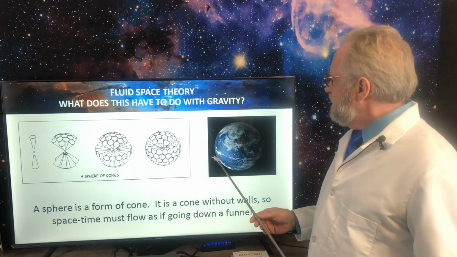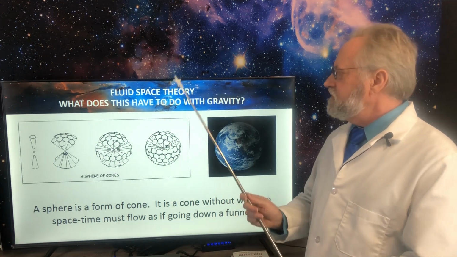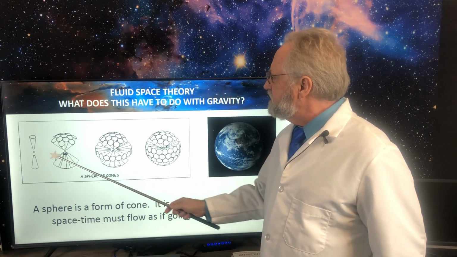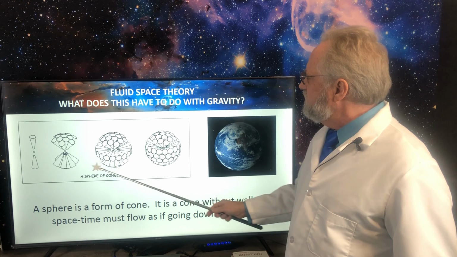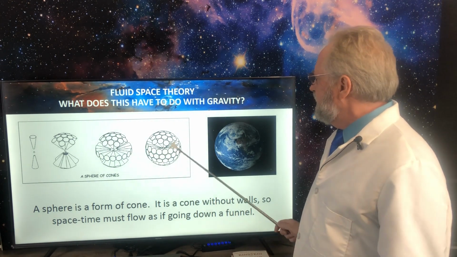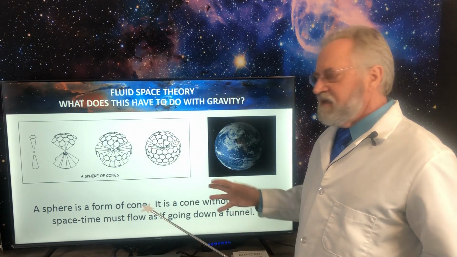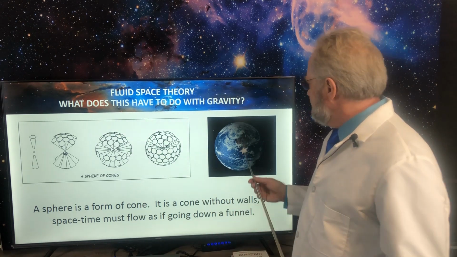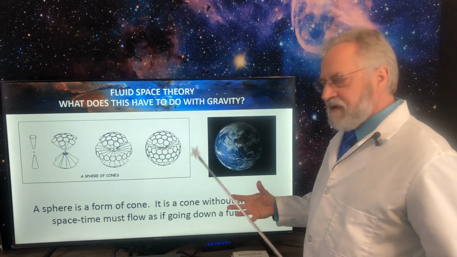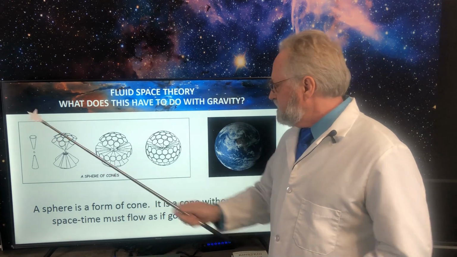Now there's one thing that most people don't think about, but a sphere is actually a form of a cone. If we start packing cones around a sphere, all pointed at the center, we can pack in more and more of them until eventually we end up with a sphere of cones. And then at that point, if we have the flow field going on, we can take away the walls and the flow will funnel itself. Basically, we have sink flow in a spherical form, and the space-time has no choice but to funnel itself, just as if it's going down a single funnel.